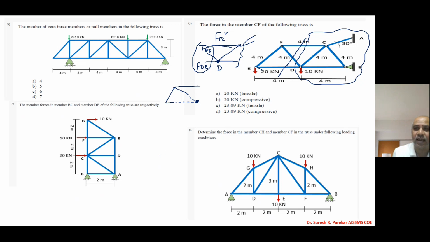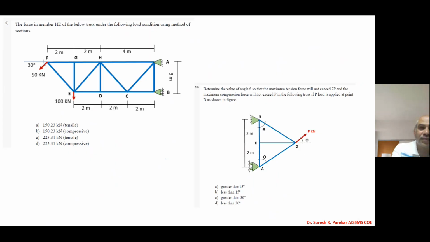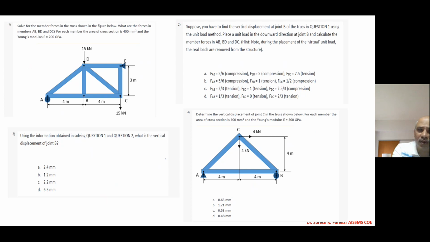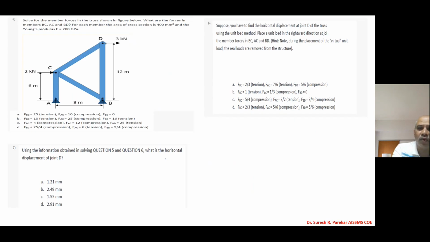You have to first see in which member we have to find the force, and take the section in such a way that the other two members pass through it. So directly we can take moment about this. Or if you are in a position to apply Fx equal to 0, Fy equal to 0, then you can use that. So all of these, if you see, are about trusses, and now we go for NPTEL assignment number 2.